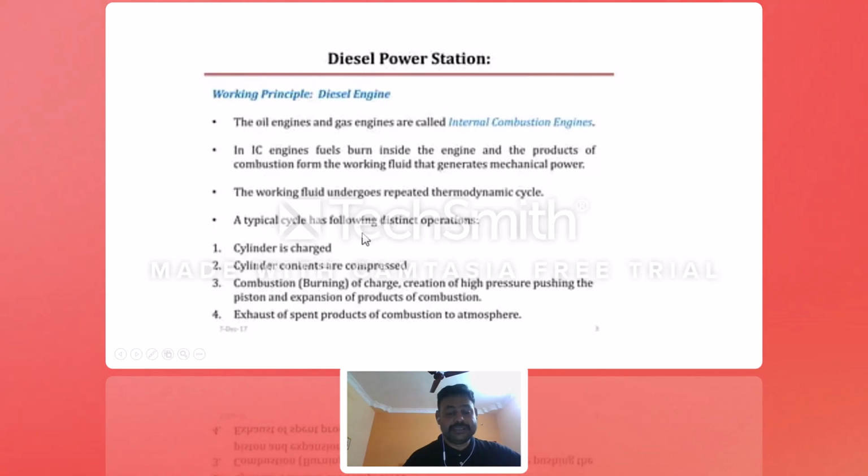We are going to see this discussion in unit number 2 also. First, the cylinder is charged, then the cylinder contents are combusted. Charging means loading the fuel. Then it is compressed, then the burning process starts, creating high pressure, pushing the piston, and expanding the products. Then the spent products of combustion are exhausted to the atmosphere. This also has an emission problem, like the automobiles where we use diesel as fuel, which emit pollution.